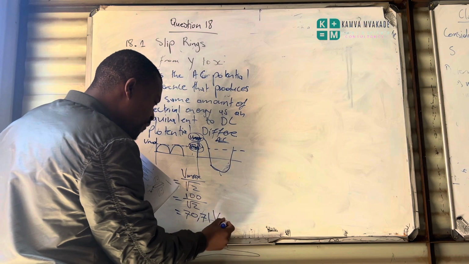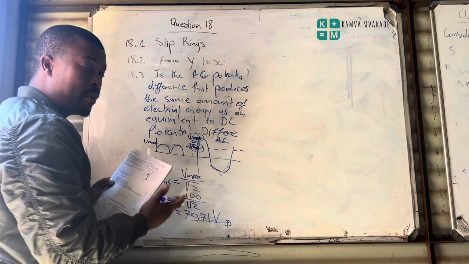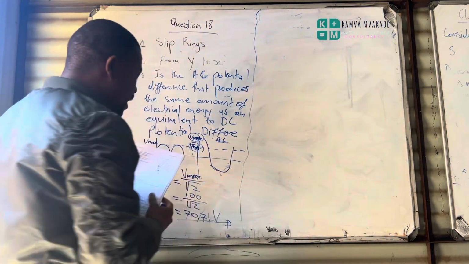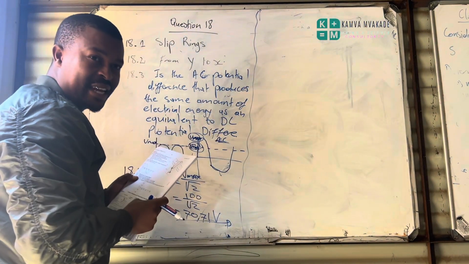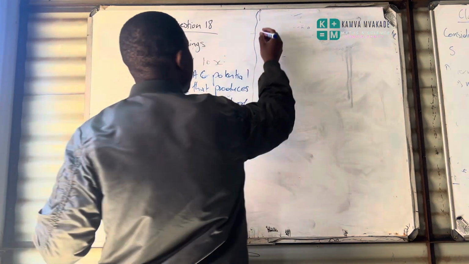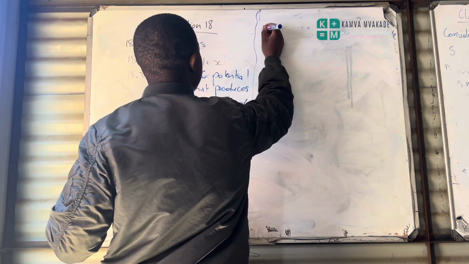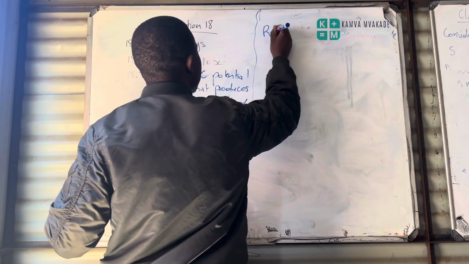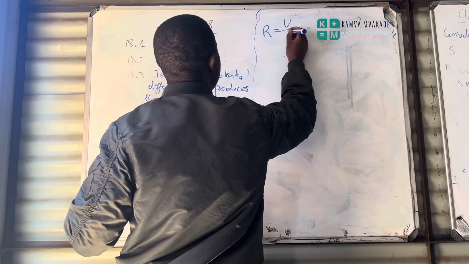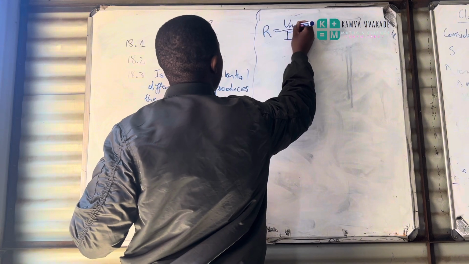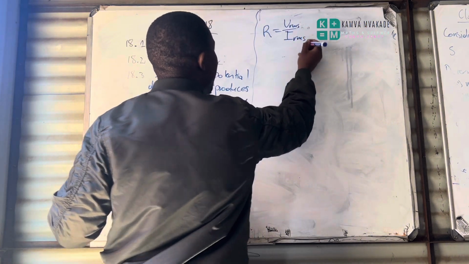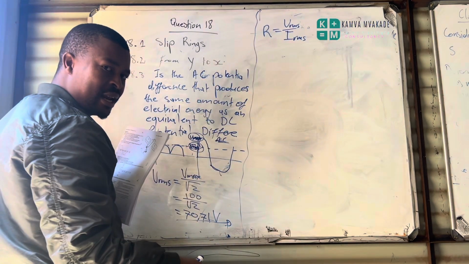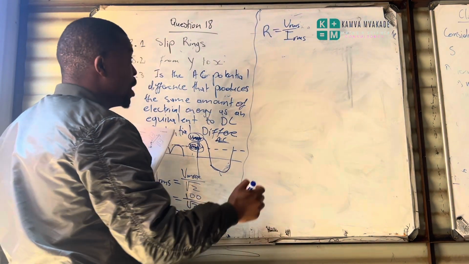70.71 volts, right, that's what I get. Good. And then the current here. Not power. Our R is equal to V over I. Again, give V what? RMS. Give me I RMS. Again, because this resistance is of what? Of an electrical appliance.